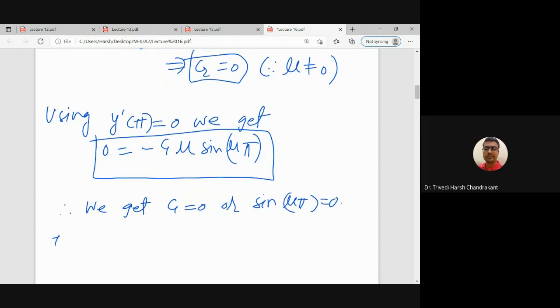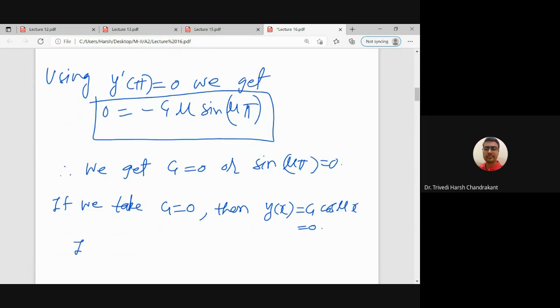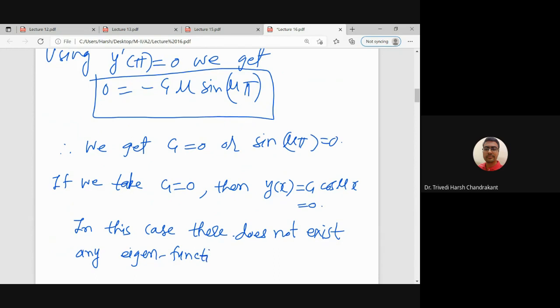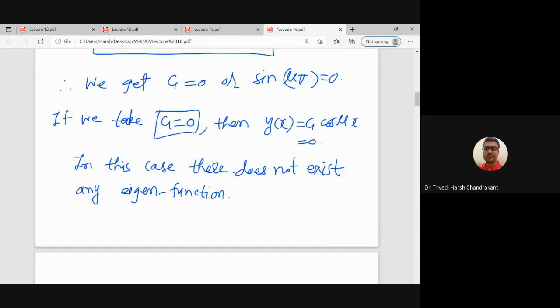right? So if we take C1 to be 0, then our y of x function, which is basically C1 cos mu x, will be 0, right? And if y is 0, then in this case there does not exist any eigenfunction, right? Because the general solution satisfying these two boundary conditions is the 0 function when c1 is 0.